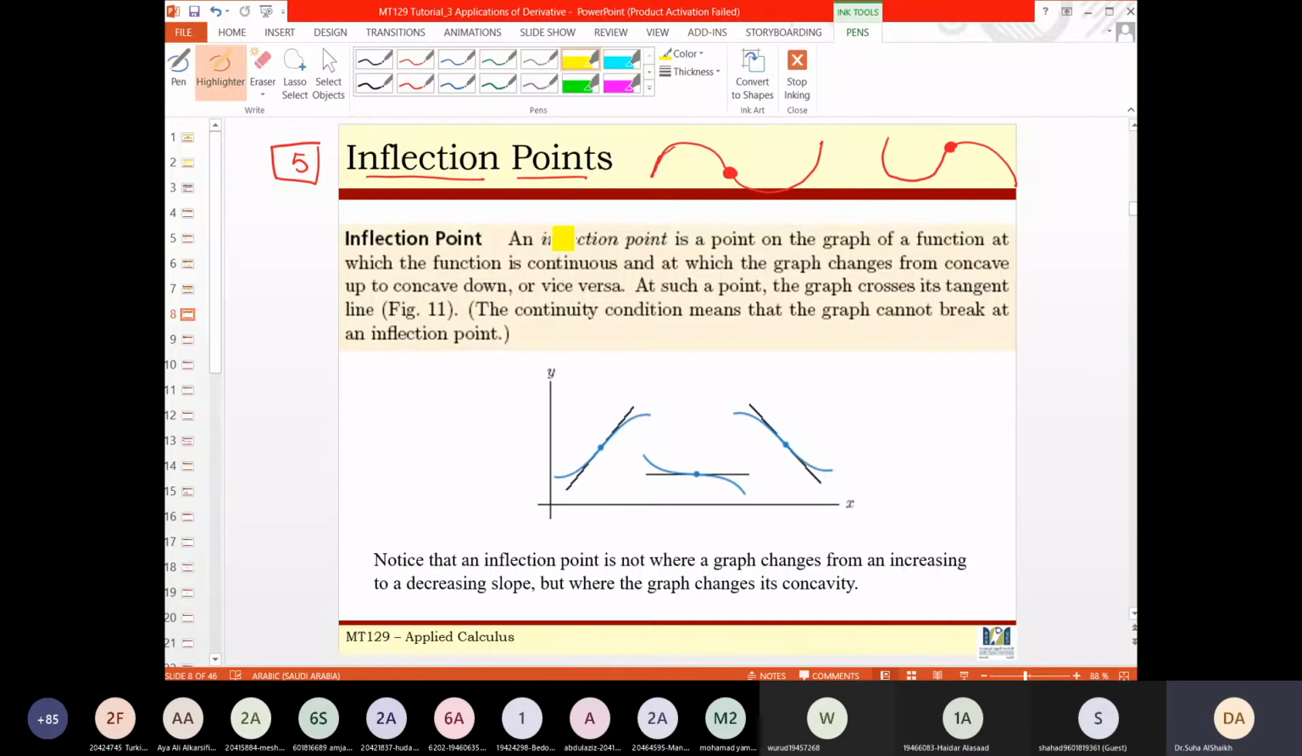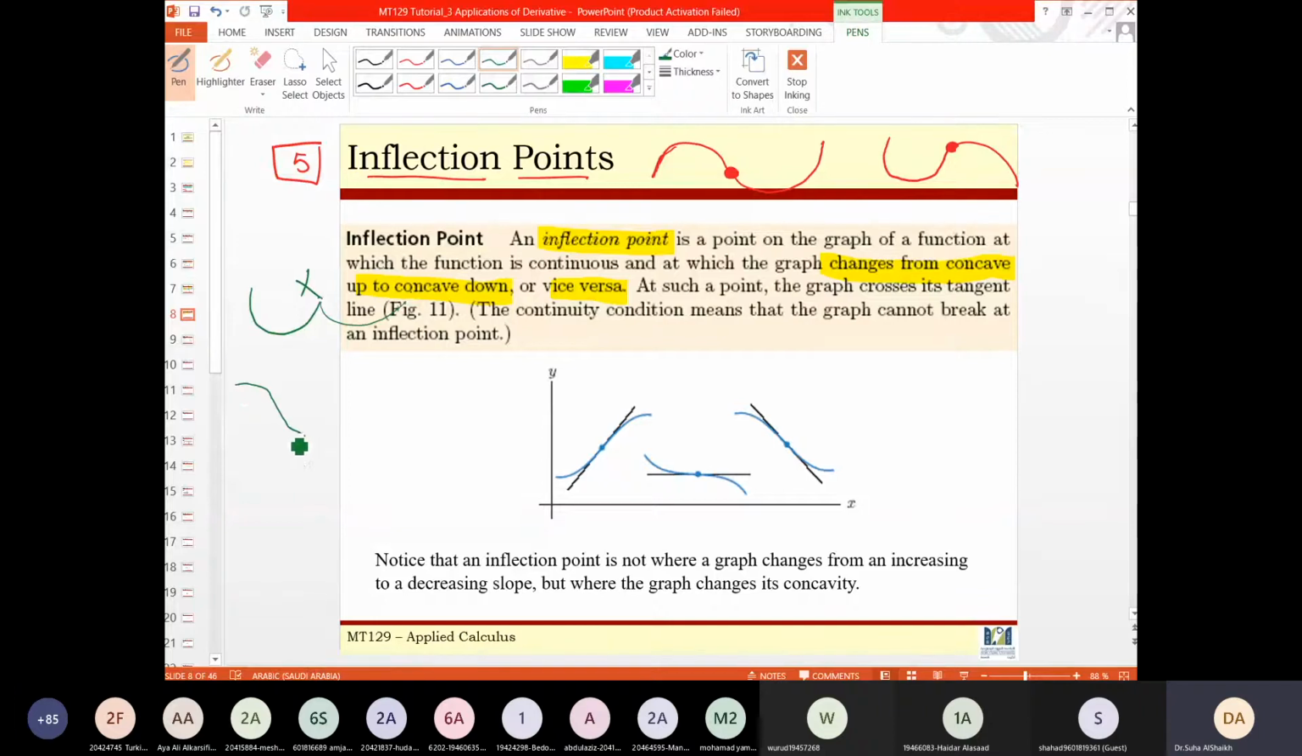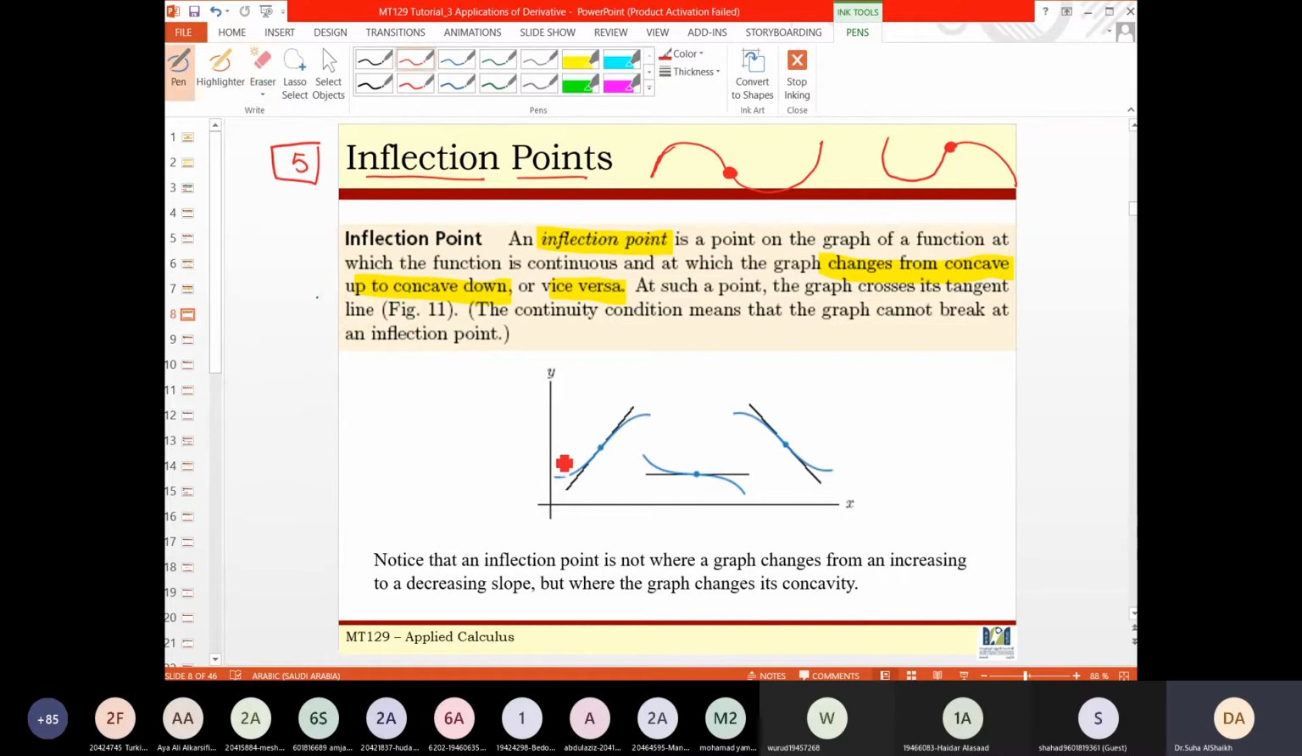So this is the definition, and the inflection point is a point on the graph of the function at which the function is continuous طبعا, and at which the graph changes from concave up to be concave down, or vice versa, يعني العكس. If the function is concave up and it remains concave up, it is not an inflection point. Concave down and it remains to be concave down, it is not.